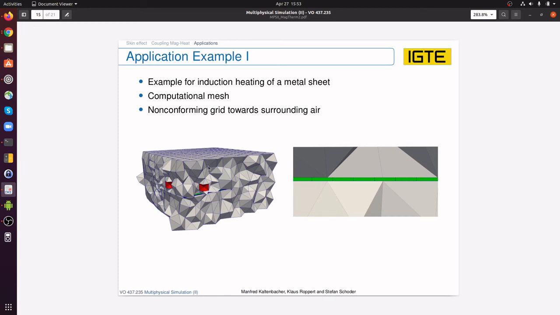So the way to go actually is, we want to mesh our sheet, which is rectangular. We want to mesh it with structured hexahedrals. That's a no-brainer. That works out of the box, because it's a hexahedral anyway.